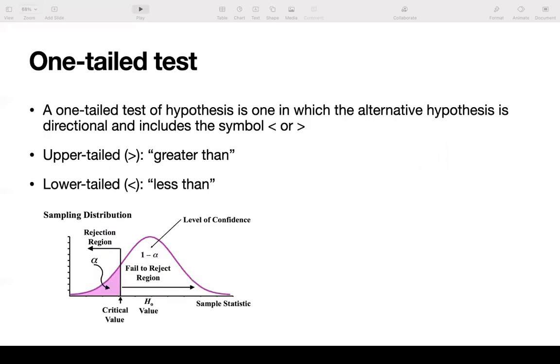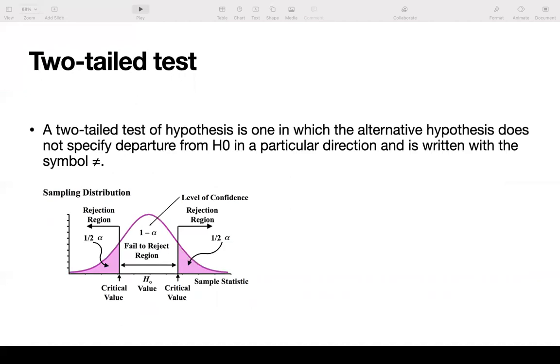Here we'll talk about the one-tailed test. A one-tailed test of hypothesis is one in which the alternative hypothesis is directional and includes the symbol smaller or larger. For upper-tailed, we use greater than, and for lower-tailed, we use less than. Here's a graph corresponding to the one-tailed test. A two-tailed test of hypothesis is one in which the alternative hypothesis does not specify departure from the null in a particular direction and is written with the symbol does not equal to.